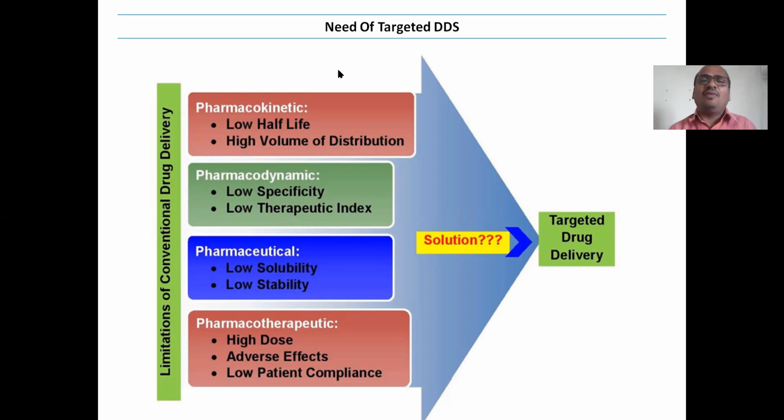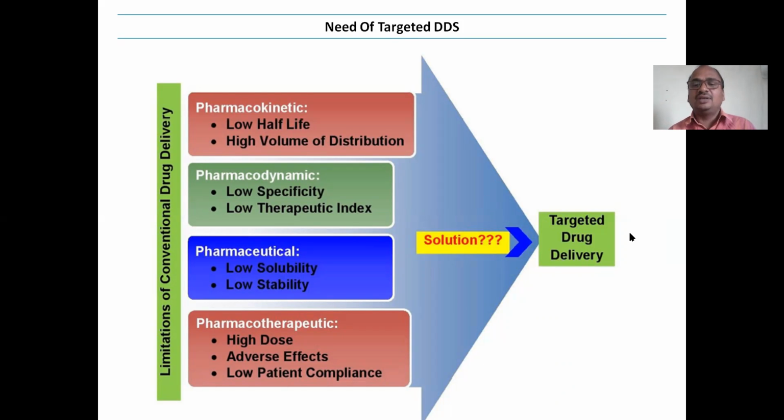Don't bother about that. And what is the need of developing this targeted drug delivery system? See, conventional limitation, conventional drug delivery system is having problems. What are those problems? It is having pharmacokinetic problems like half-life, high volume of distribution. It is having pharmacodynamic problems, low specificity, low therapeutic index. Low solubility, pharmaceutical factors: some of the drugs are low soluble, low stability, and pharmacotherapeutic problems also like high dose, adverse effects, low patient compliance. All these are the problems with the conventional drugs and conventional drug delivery system. That's why we are modifying.